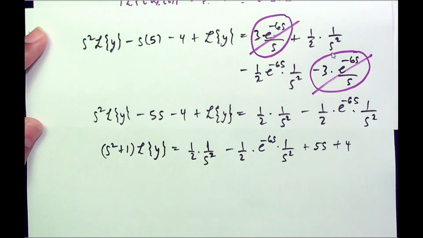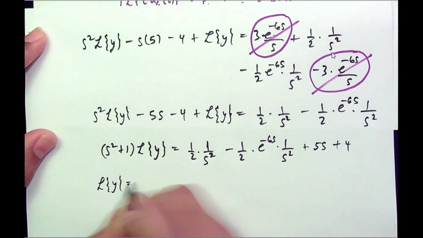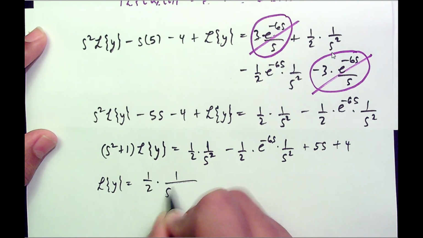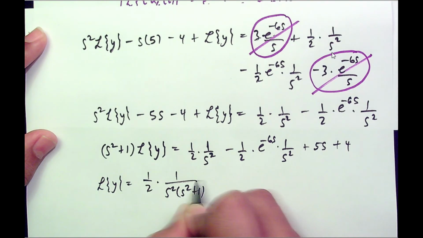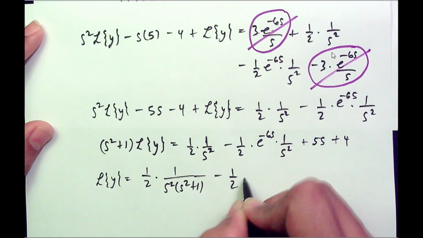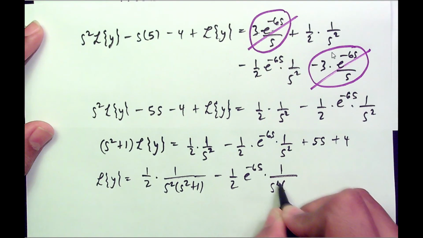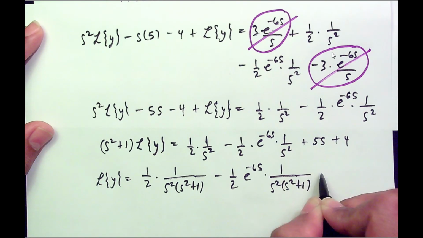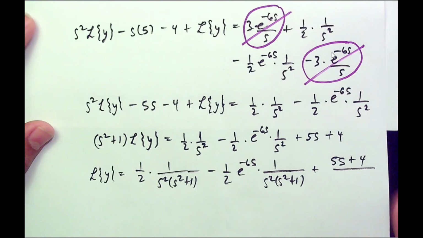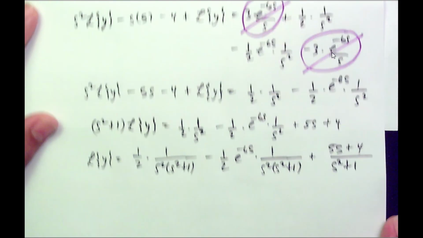And now dividing, you're going to get the Laplace transform of y equals 1 half times 1 over s squared plus 1, because everything is divided by s squared plus 1, minus 1 half e to the minus 6s times 1 over s squared plus 1, plus 5s plus 4 over s squared plus 1.